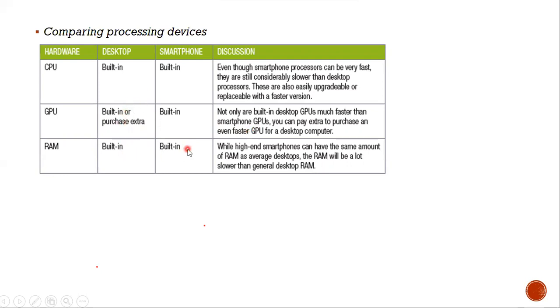And RAM is built in for both. Remember, there's more space on a desktop for more RAM. So with high-end smartphones, you can have the same amount of RAM as average desktops. But the RAM will be a lot slower than the general desktop RAM. So your desktop RAM is faster and allows you to add more RAM.